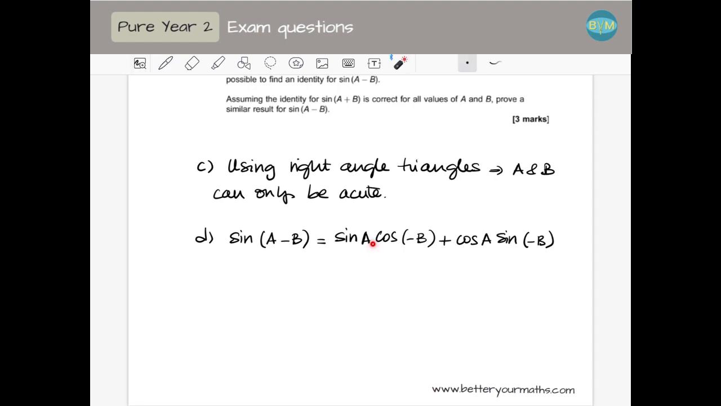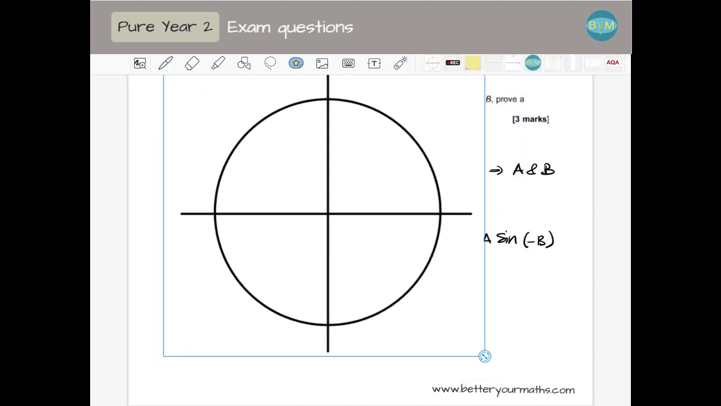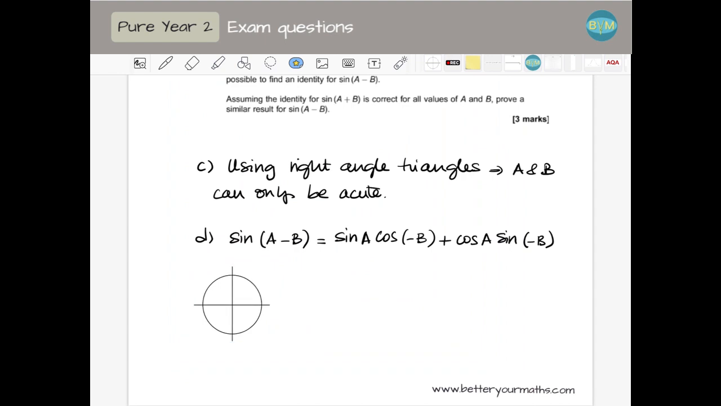And now we need to remember what is the relation between cos minus B and cos B, and between sine minus B and sine B. To change this, we can use the circle. I always like using the circle. I think it's the easiest one, but you can think in a different way. So if I have an angle B and an angle minus B, cos of minus B is this one here, and it is the same as cos of B. So cos minus B is the same as cos B.